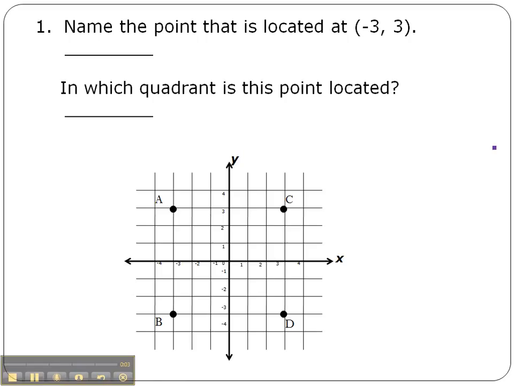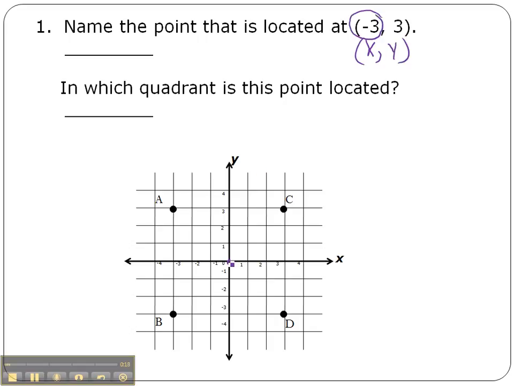Okay, here's problem 1 on the 6 weeks review. The question asks us to name the point that is located at -3, 3. All we need to remember is that x comes before y in our ordered pair. So my x coordinate is -3.